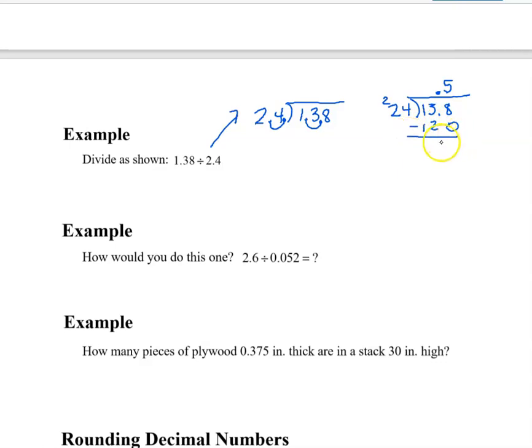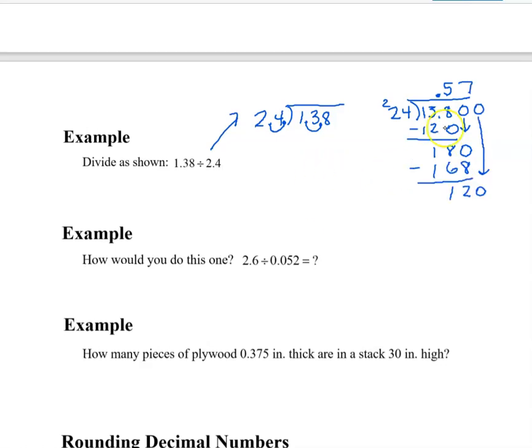Then we're going to subtract. So we're going to bring down our 8. We're going to bring down our 1. 24 won't go into 18, so I need to add a 0 here. Well, will 24 go into 180? Okay, and so we've got, how many times will 24 go into 120?